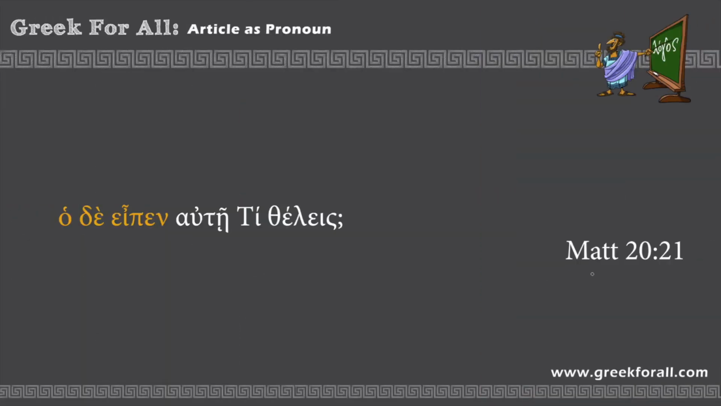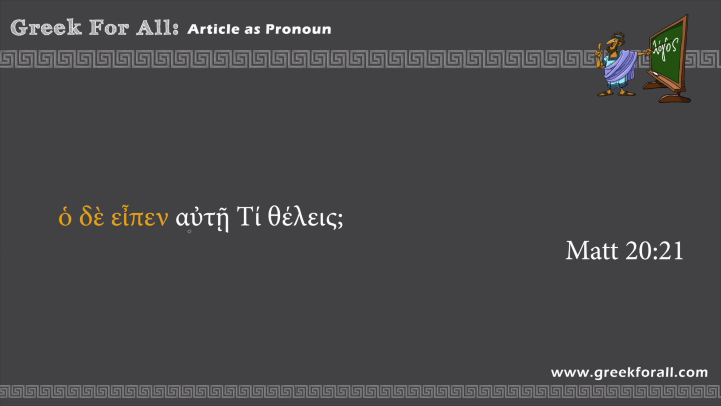And our first example comes to us from the Gospel of Matthew, chapter 20, verse 21. This is the story of the mother of the sons of Zebedee. She came to Jesus to ask if her sons could sit on his right and on his left. And so this is what we find in verse 21. Let's read it.